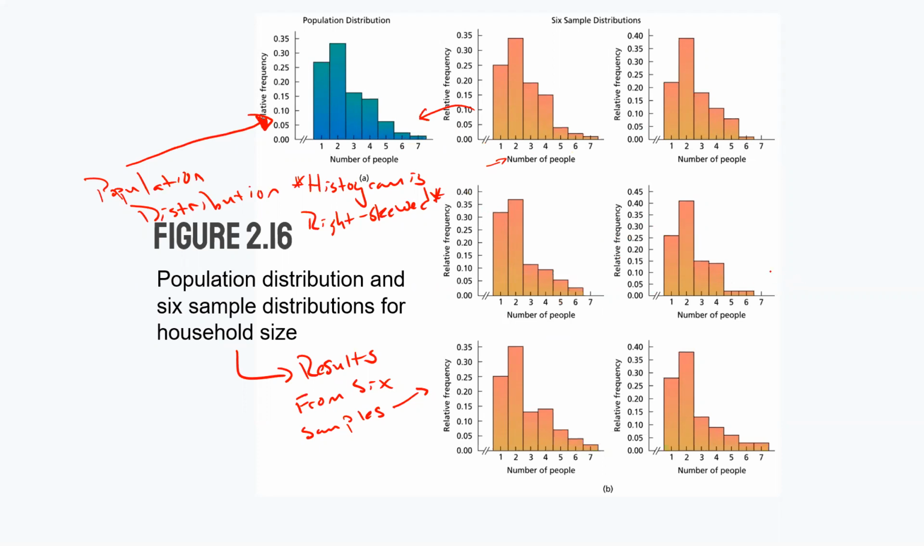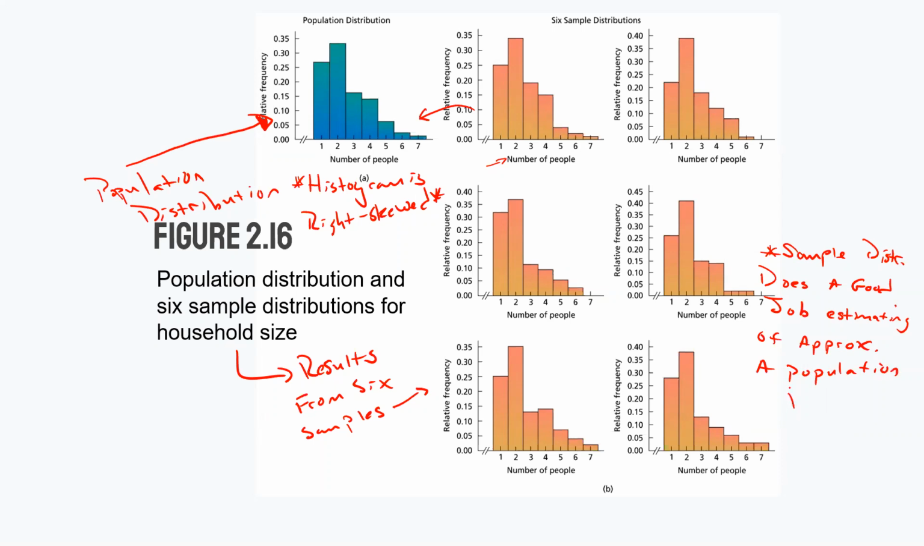So this is what we're seeing here. A sample distribution does a good job estimating or approximating a population distribution. And that's what we use statistics for and sampling for.